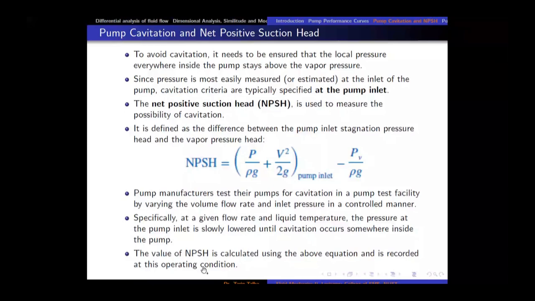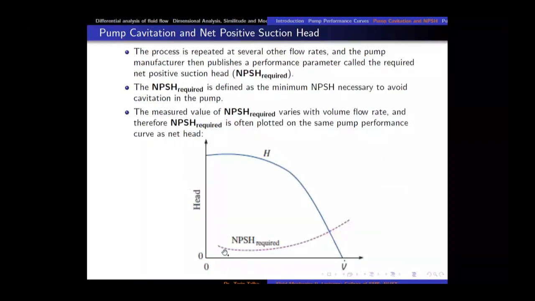Let me show you this figure. When we increase the volume flow rate, the net positive suction head required would increase. Why is it increased? Because at higher volume flow rate, the pressure at the suction side would be lowered more. So the net positive suction head value should be more at higher volume flow rate. The same thing is written here. The process is repeated at several other flow rates, and the pump manufacturer then publishes a performance parameter for the required net positive suction head.